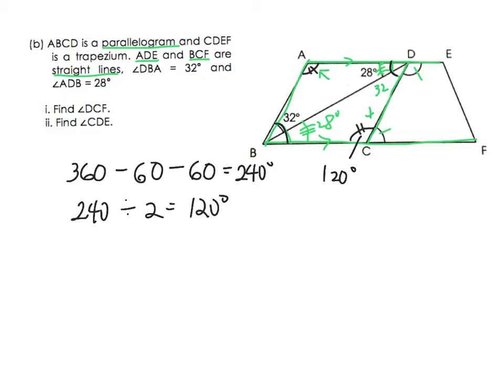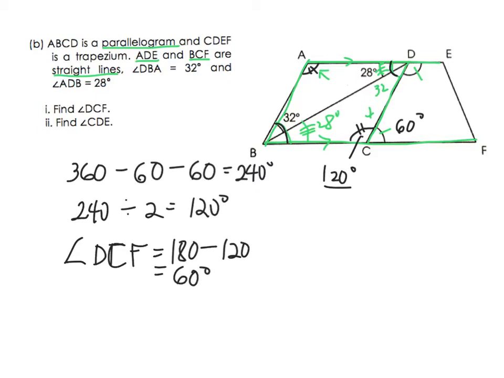which gives us the answer to angle DCF, because angle DCF is along a straight line with 120 degrees over here. So angle DCF is equal to 180 minus 120, and that is 60 degrees. So this is 60 degrees.